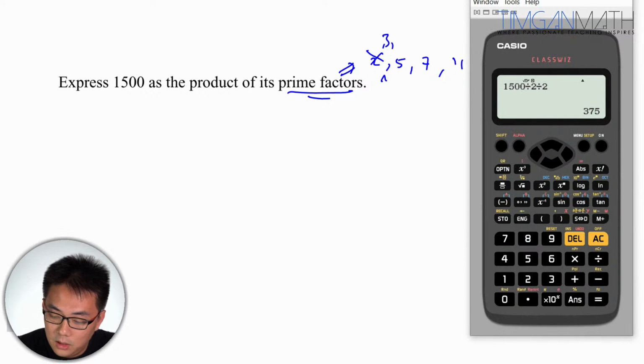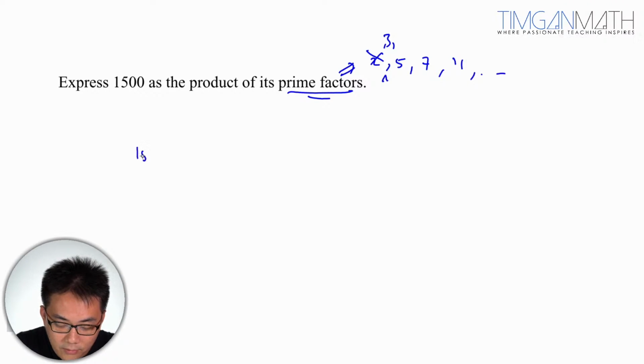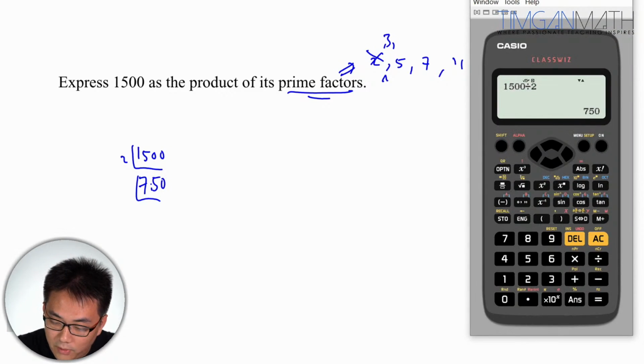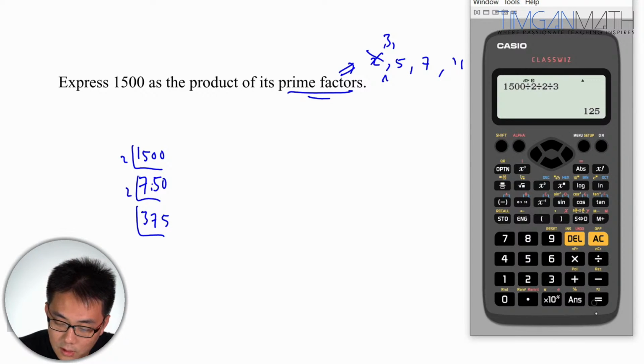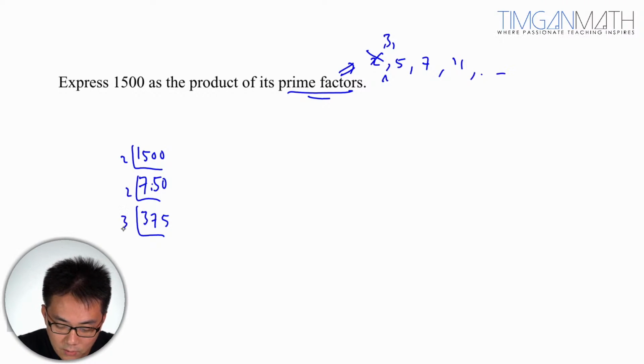So we could write down the intermediate steps like that. I'm just going to write it down: 1500 divided by 2 is 750, divided by 2 again is 375. Then after which you move to the next prime number, which is 3. 375 divided by 3 is 125.